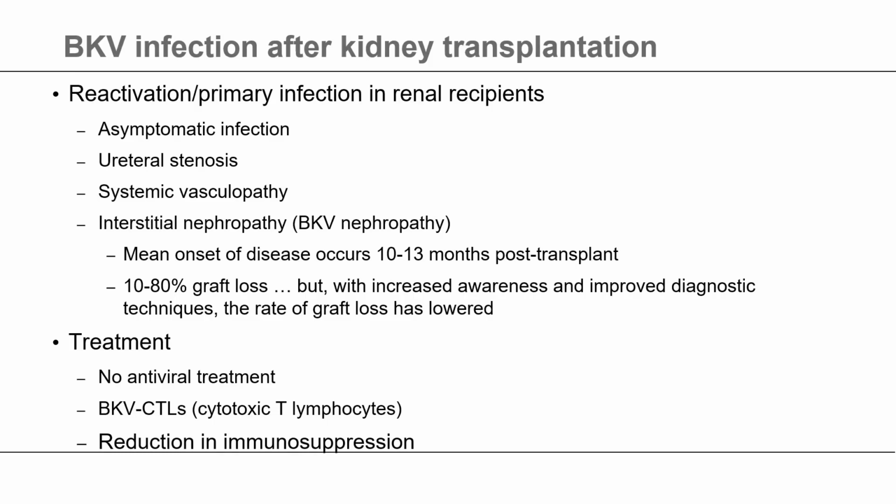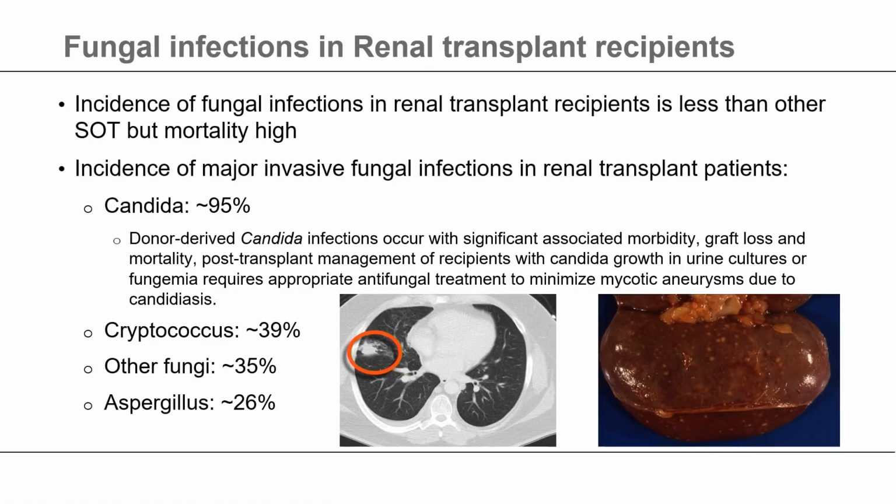And then you all are experts on BK. Unfortunately, we have no antiviral treatment that's been shown to be effective. We know that CTLs are still very much in development and unfortunately have not been proven to be very effective yet. And so it all comes down to reduction in immunosuppression. And then finally, the reason I left fungal infections at the end with just one slide is that we're fortunate, at least in our renal transplant patients, that we do not see a high burden of fungal infections compared to our liver and thoracic organ transplant recipients.